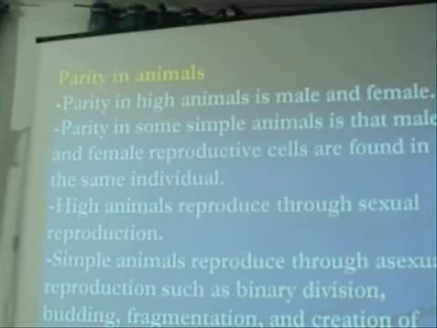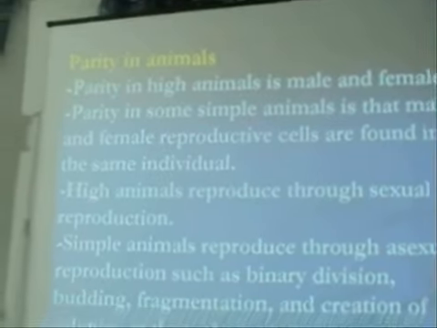So it's inside. Some will say, oh no, we have animals where we cannot see male and female individuals. How? Where is the parity? No, the parity is inside. The parity is inside through the reproductive male and female cells.